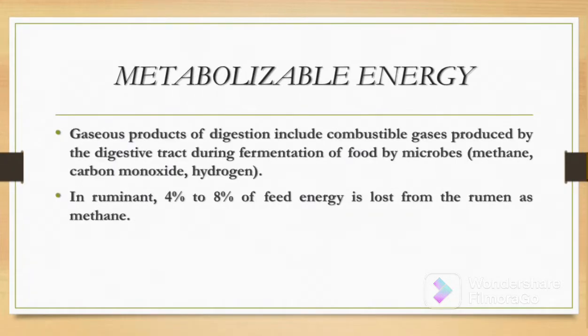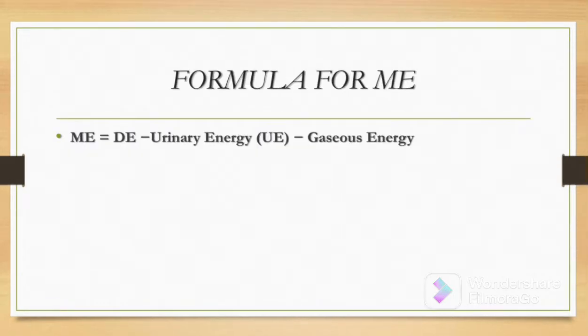Gaseous products of digestion include combustible gases produced by the digestive tract during fermentation of food by microbes: methane, carbon monoxide, and hydrogen. In ruminants, 4% to 8% of feed energy is lost from the rumen as methane. Losses from gaseous loss are minor and are ignored in monogastric species. On average, combined energy losses in gases and urine are about 18% of digestible energy in ruminant animals. ME is calculated as DE minus urinary energy, UE, minus gaseous energy.